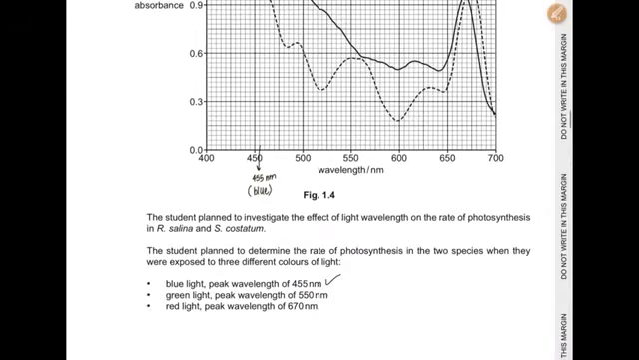Then we have green light at 550, so this one is green. And then red light at a peak wavelength of 670 nanometers. So this is going to be 670 nanometers, and that is red.